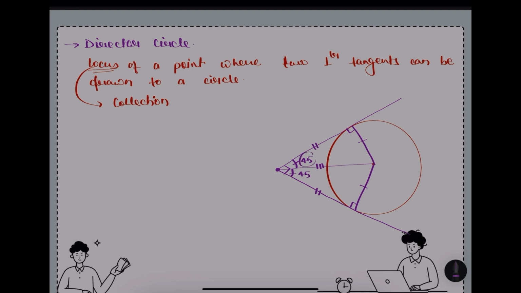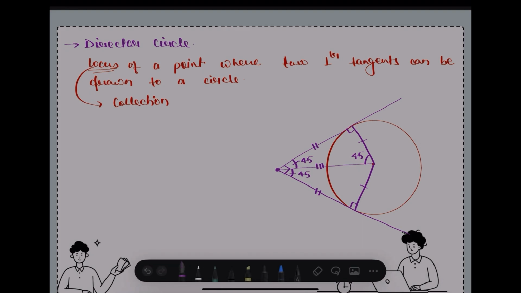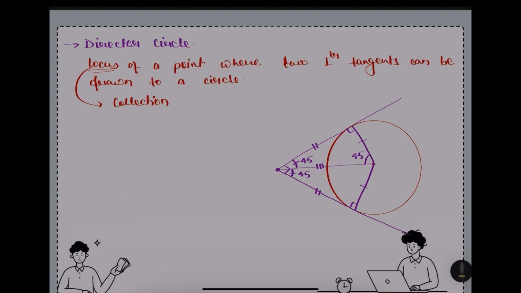Now you know that one angle is 45° and one is 90°, so the other will become 45°. Correct? So can I say that we are handling an isosceles right angle triangle? Now, you know this is the radius, and this is also the radius, because sides opposite to equal angles are equal. Now we are interested in finding this length, because the center will remain the same.